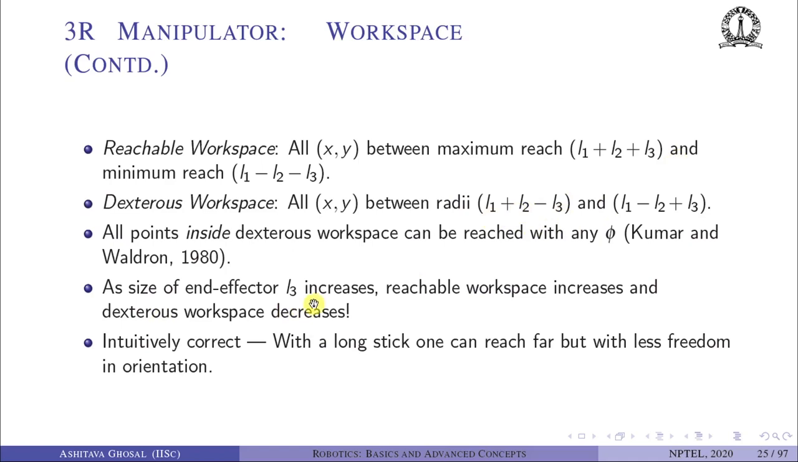So this is a well-known result which was obtained a long time back, and it's a very nice result which says that as the size of the end effector L3 increases, reachable workspace increases and dexterous workspace decreases. And this is also sort of intuitively correct. So if you are holding a long stick, you can reach far away. Okay, you can reach the roof of the room. But if you use a long stick, at the end, you have very little freedom in orienting the tip. Okay, so that is the whole idea of a dexterous workspace. I can reach any point with whatever orientation I want.